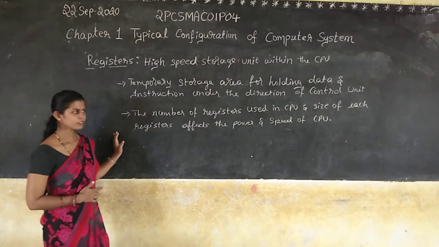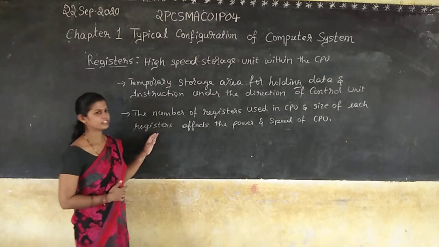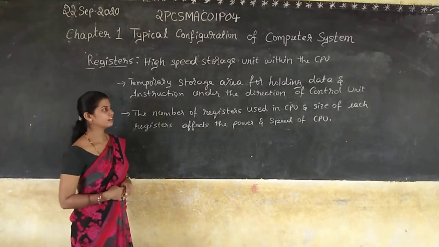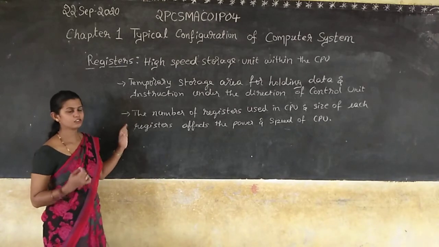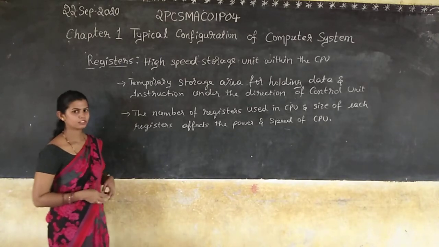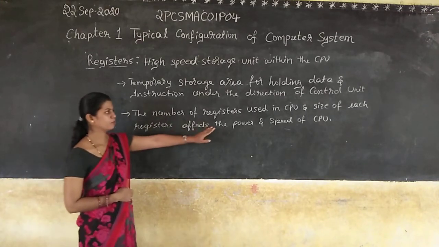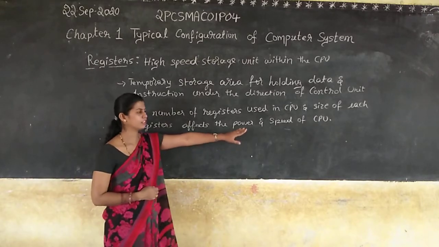Whenever the computer gets the instruction and data, it will send that instruction and data to the registers for processing. And the number of registers used in the CPU and the size of each register affect the power and speed of the CPU.